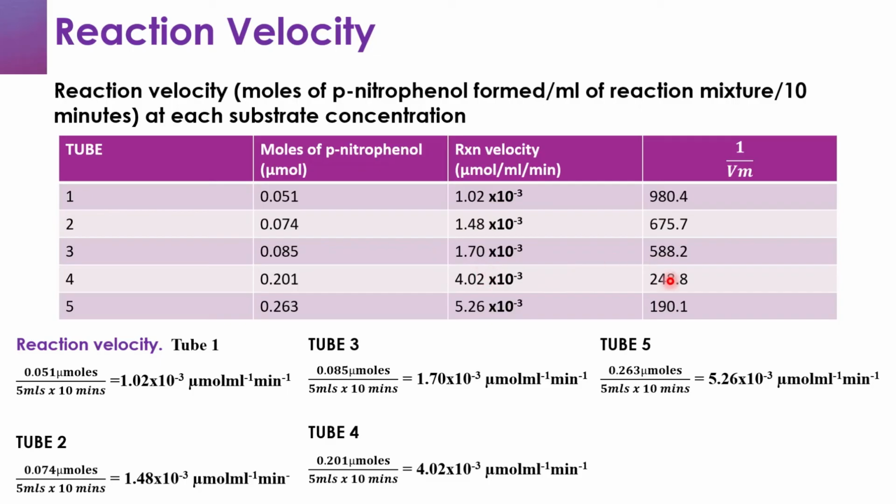1 divided by this will give us 248.8, and 1 divided by the 5.26 times 10 to the negative 2 will also give us 190.1. So this is just a table showing the test tubes and the moles of P-nitrophenol formed in each reaction, and the reaction velocity, and the 1 over V values for the reaction.